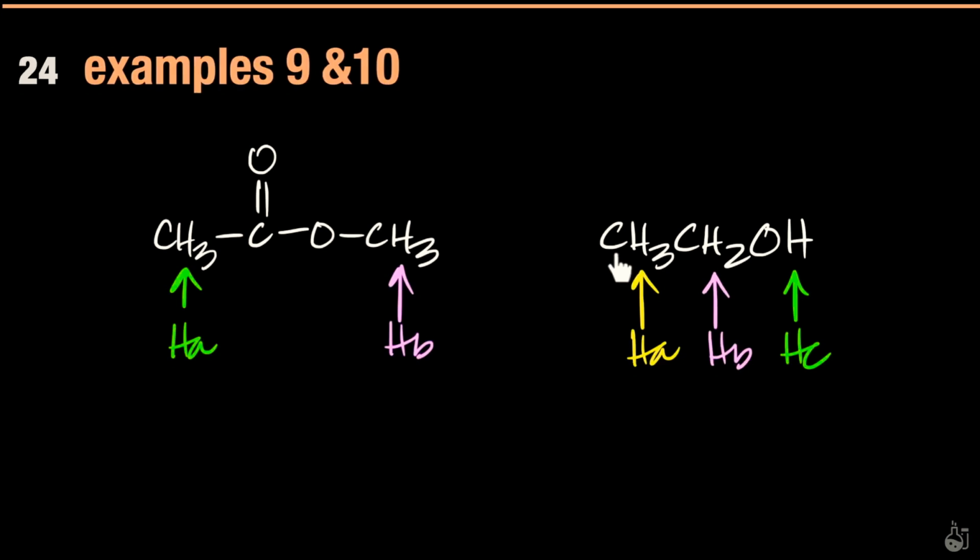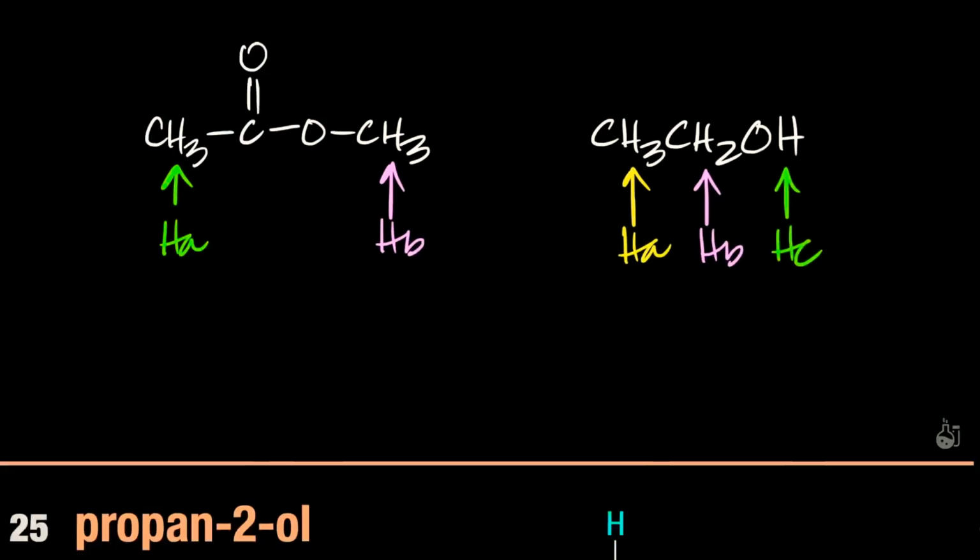So in this, a CH3 is different from a CH2, which is different from an OH. So 3 different protons, 3 peaks will come. Heights will be in the ratio of 3:2:1. Now, let's look at a couple more examples, and I'm going to get you guys to do a couple of questions yourself.